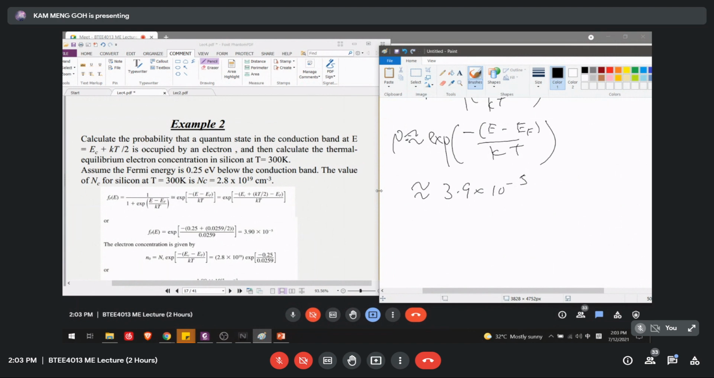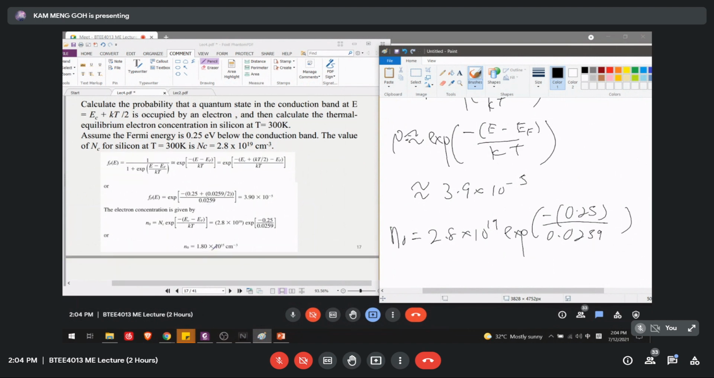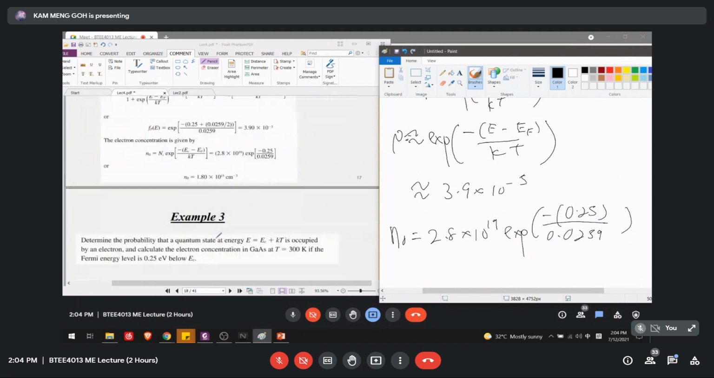Then the electron concentration is the one that we learned just now. NO equals NC, where NC is 2.8 times 10 to the power 19, times exponential negative EC minus EF. EC minus EF equals 0.25 according to the given. At 300 K, KT is 0.0259. So eventually we get our answer, about 1.80 times 10 to the power 15.